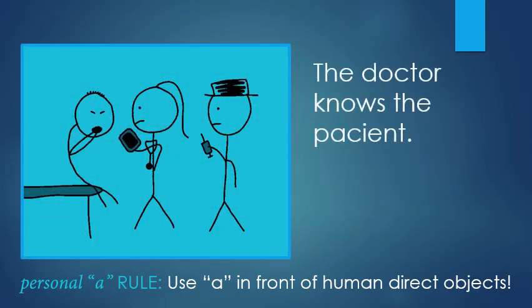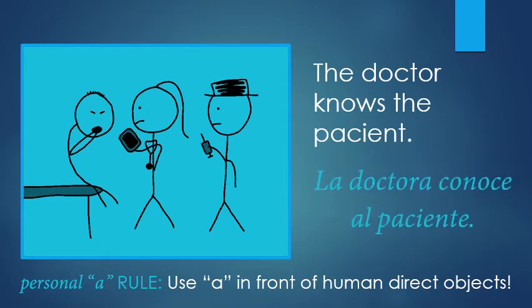We had the doctor knows the patient. La doctora conoce al paciente. So the al paciente is what you've seen before. You can use it in front of names, but if you want to combine it with the, keep in mind that if it's masculine, if you're combining a and el, it becomes one word, so al paciente. But if this was a female patient, conoce a la paciente, a los pacientes, a las pacientes. The only one that combines is a and el because you've got the two vowels there. Okay? So keep that in mind though. If there's a person in your direct object, just add the a. Okay?